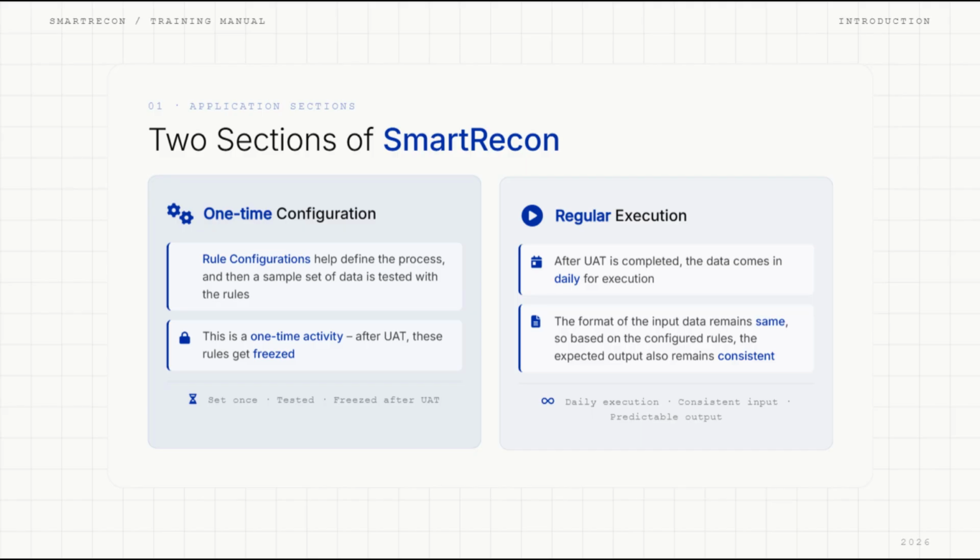The second section is regular execution. Once UAT is completed, the data comes in daily for execution. The format of the input data remains the same every day. So based on the configured rules, the expected output also remains consistent. This ensures that the reconciliation process is predictable, reliable, and runs smoothly on a day-to-day basis.